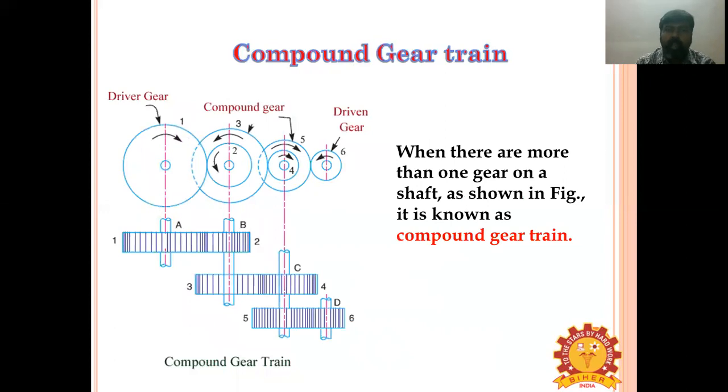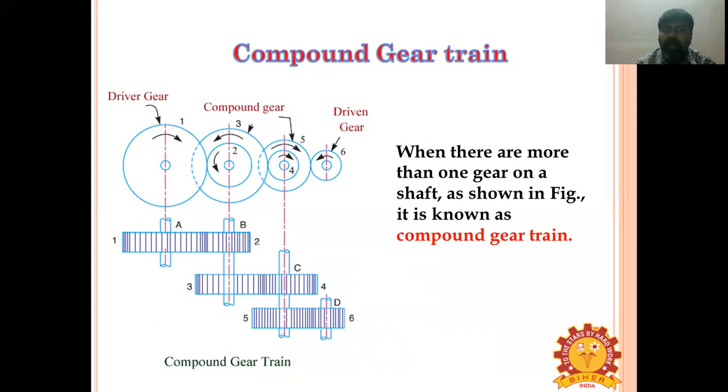So come to the compound gear trains. What is a compound gear train? Compound gear train means when there are more than one gear on a shaft, it is called a compound gear train. So this is a compound gear train.